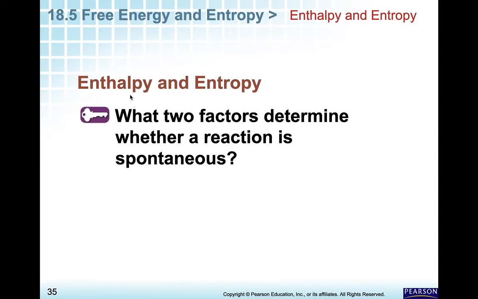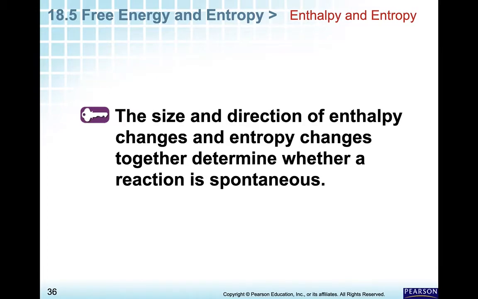Of course, the best case scenario would be an exothermic reaction that releases a ton of energy that also increases our amount of chaos. That way they're both favorable. And so what we're going to come to is an equation, a way to compare the two changes to figure out what's going to happen.